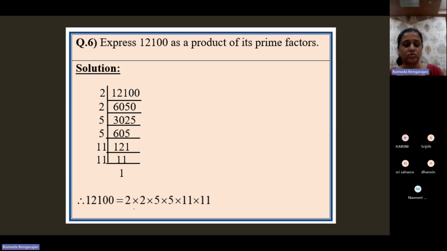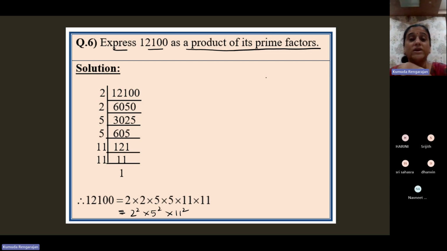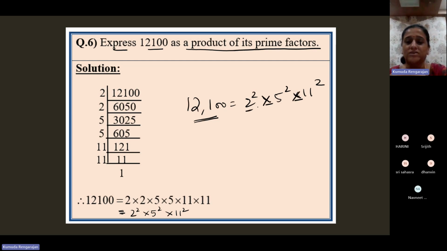Yeah, you can write it as 2 squared. This is also fine. 2 squared into 5 squared into 11 squared is also good. So the question is express 12,100 as a product of its prime factors. The question is not find the square root of 12,100. So this is the answer. 12,100 is equal to 2 squared into 5 squared into 11 squared. So we have expressed 12,100 as a product of its prime factors 2, 5, and 11.